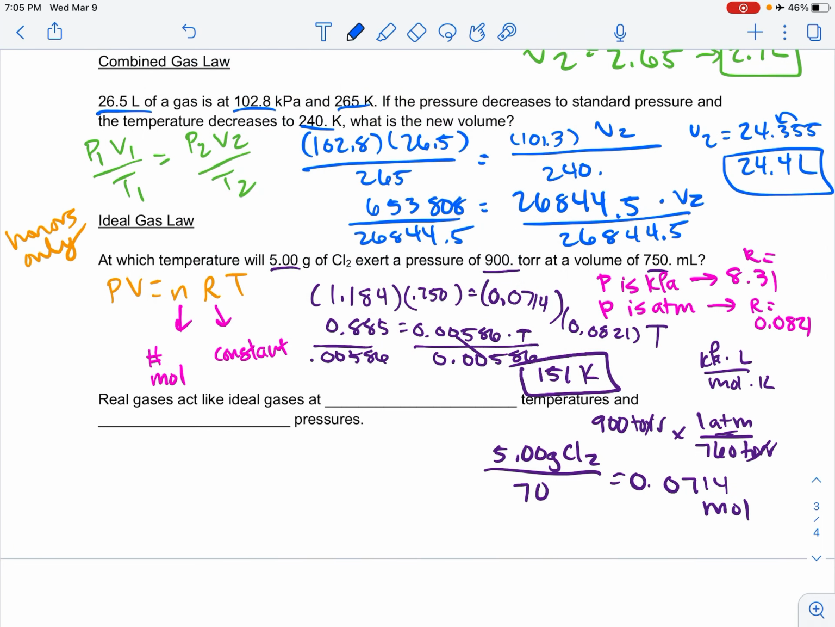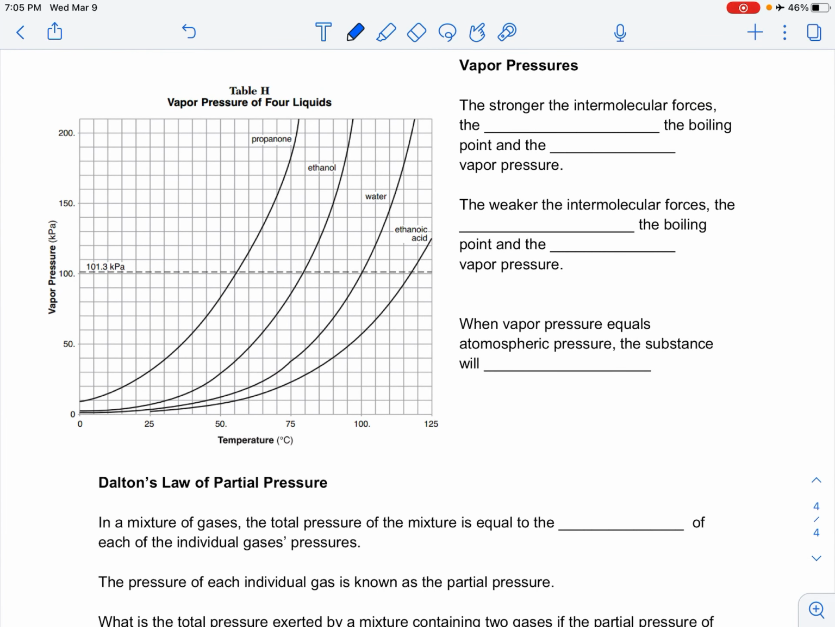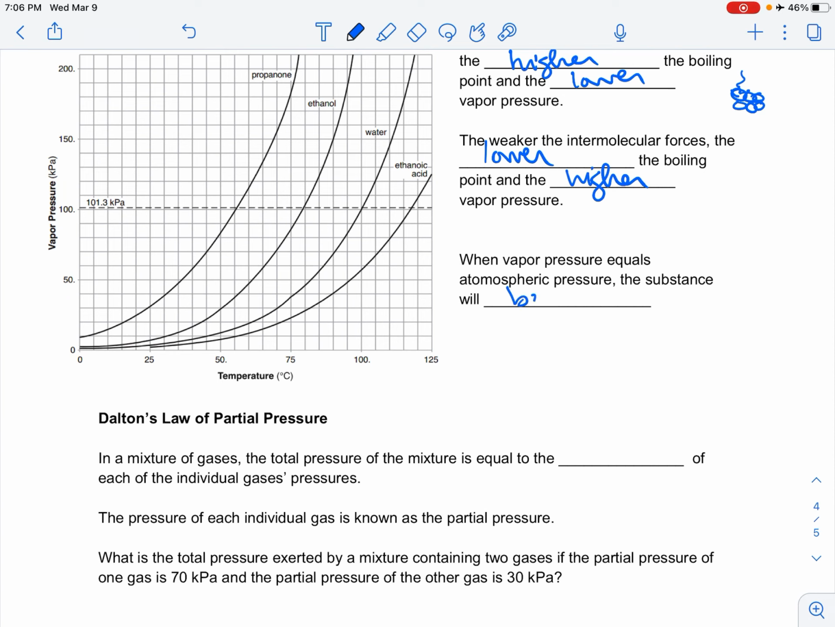Real gases, this is like the beach. High temps and low pressures. Home stretch here, table H. So, the stronger the intermolecular forces, the higher the boiling point and the lower the vapor pressure. And this is because you're holding your particles together tightly, and it's going to take longer for them to spread out and boil. And there'd be fewer of them bouncing around. The weaker the intermolecular forces, the lower the boiling point and the higher the vapor pressure. When vapor pressure equals atmospheric pressure, the substance will boil.